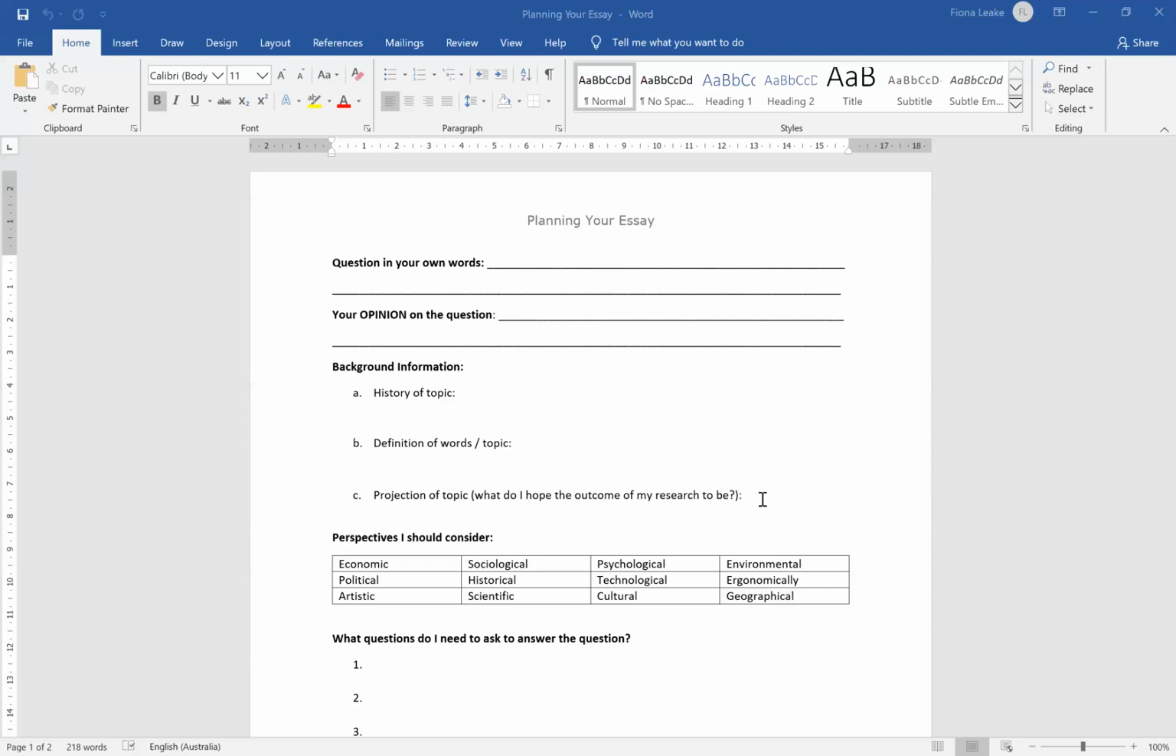Okay, so there's some definitions of some words. You might be writing about hypoxia, for instance, so you definitely need to define what the word hypoxia actually means. Then we've got the projection of the topic. So projection is, what do I envisage, what do I think the topic's going to be about?